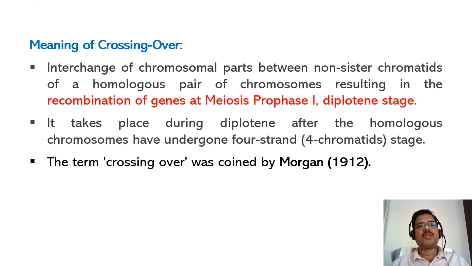What do we mean by crossing over? Crossing over may be defined as an interchange of chromosomal parts between non-sister chromatids of a homologous pair of chromosomes, resulting in the recombination of genes at meiosis, prophase I, in the diplotene stage. It takes place during the diplotene after the homologous chromosomes have reached the four strand stage, that is, the four chromatid stage. The word crossing over was coined by Morgan in 1912.